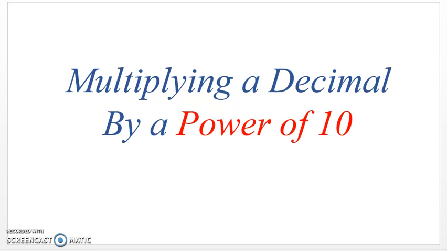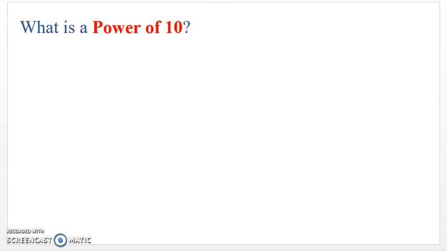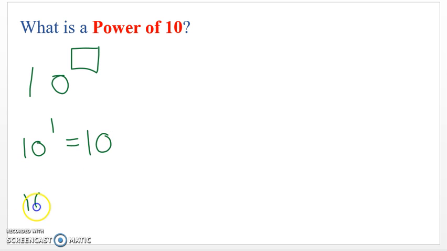This video is on multiplying a decimal by a power of 10. To begin with, it's very important that you know exactly what a power of 10 is, and that is just 10 raised to any whole number. For example, 10 to the power of 1 is 10. And 10 to the power of 2 just means 10 times 10, which is 100.